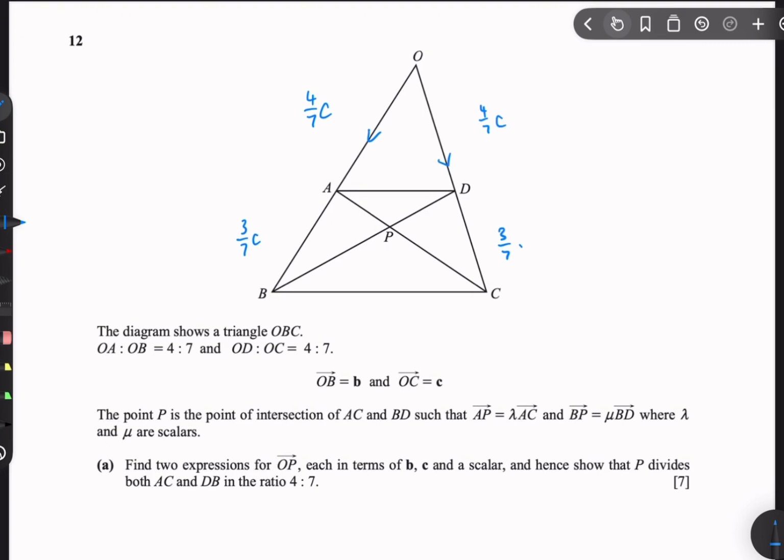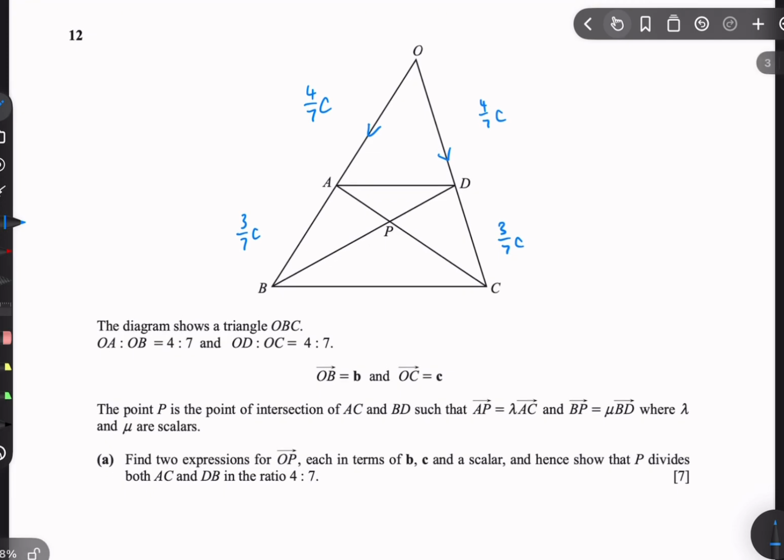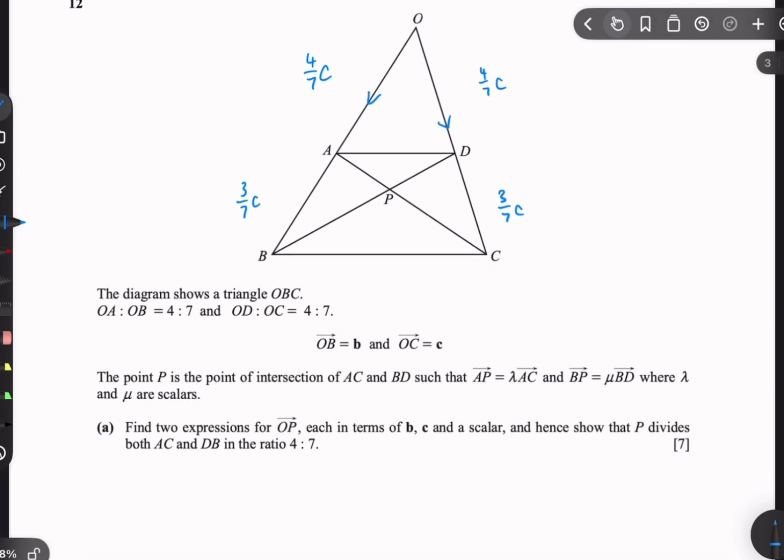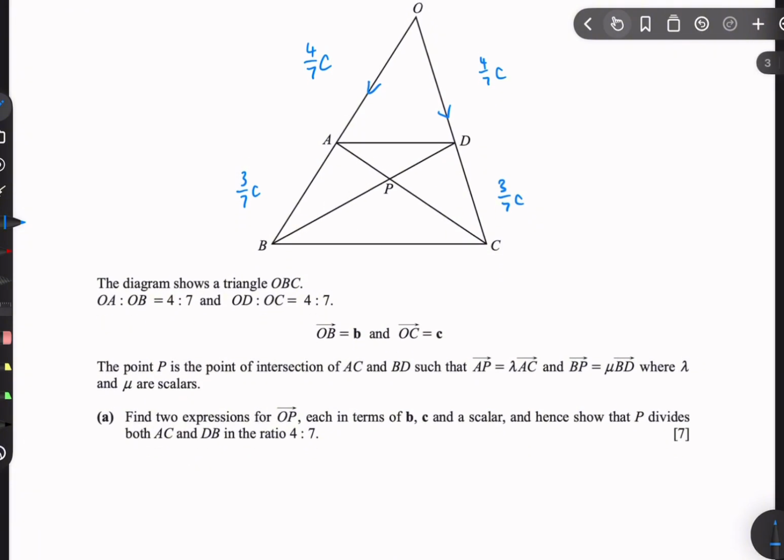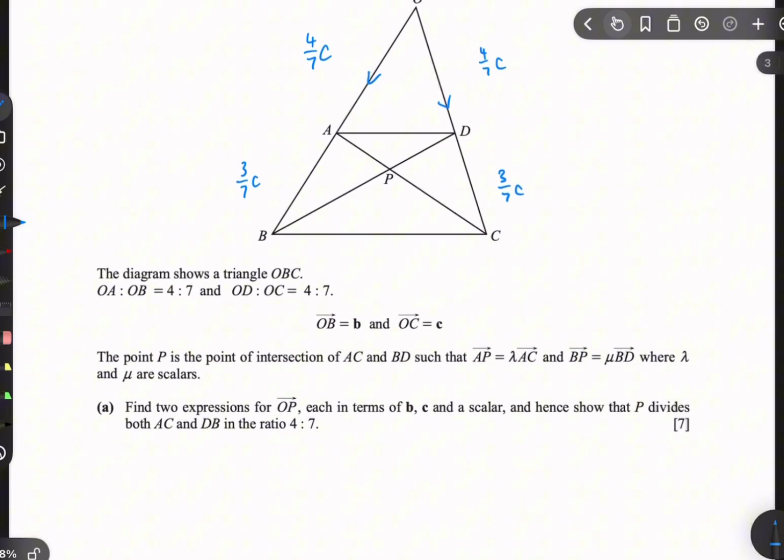So we know that this is 4/7C and 3/7C. And then OC is equal to C. The point P is the intersection of AC and BD, such that this is where they are scalars. Find two expressions for OP, each in terms of B, C, and a scalar, and hence show that P divides both AC and DB in the ratio 4:7. Okay, so this is similar to the first question, and we can just find two equations for OP.